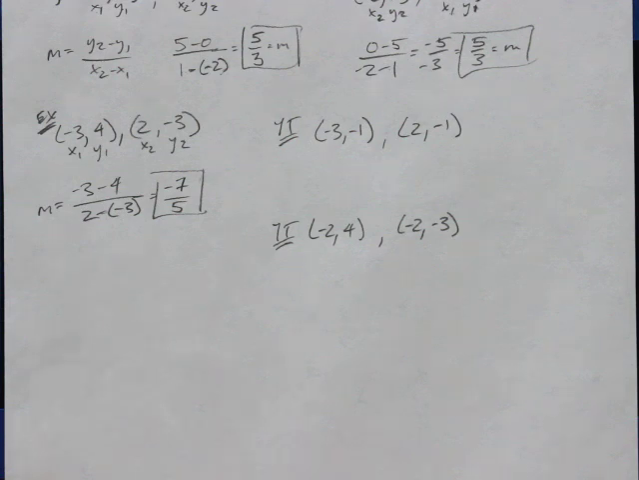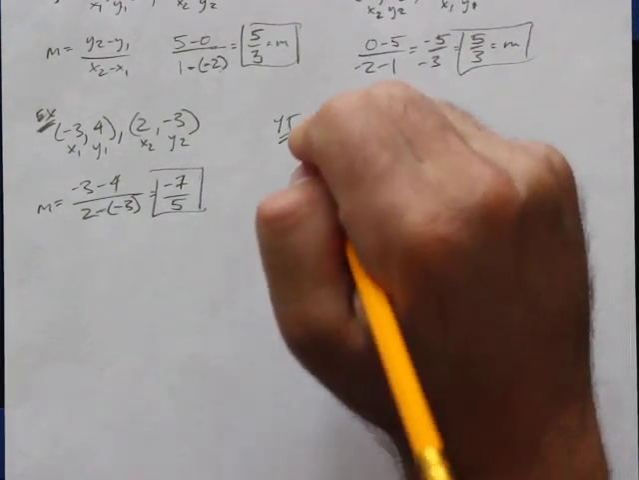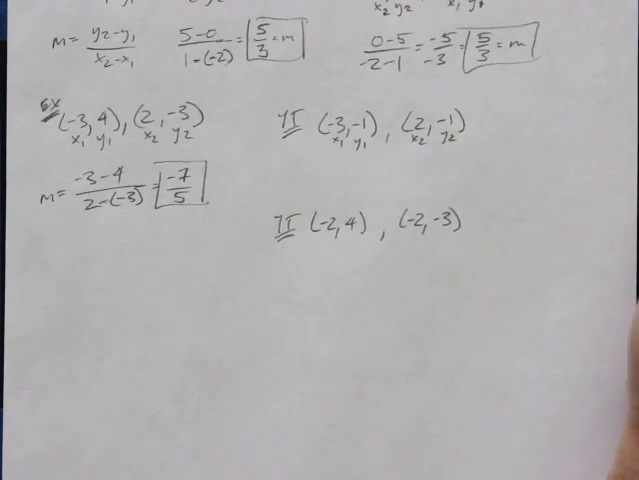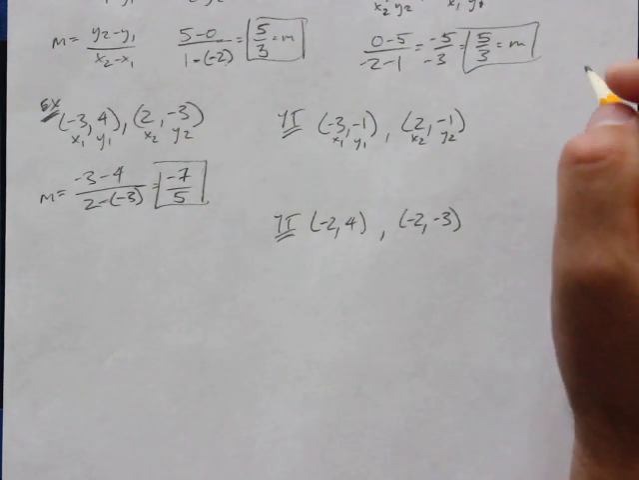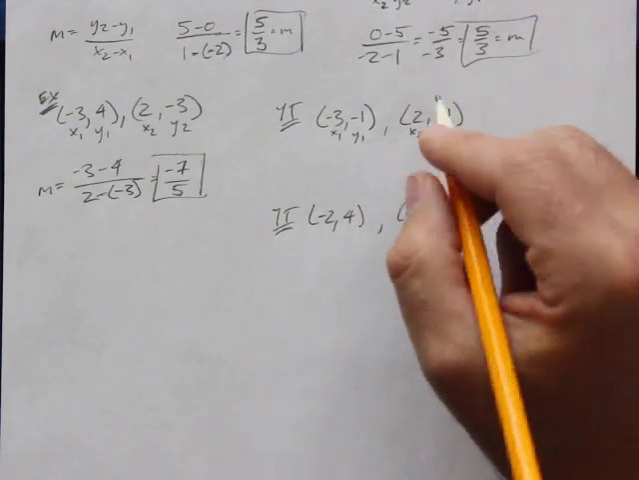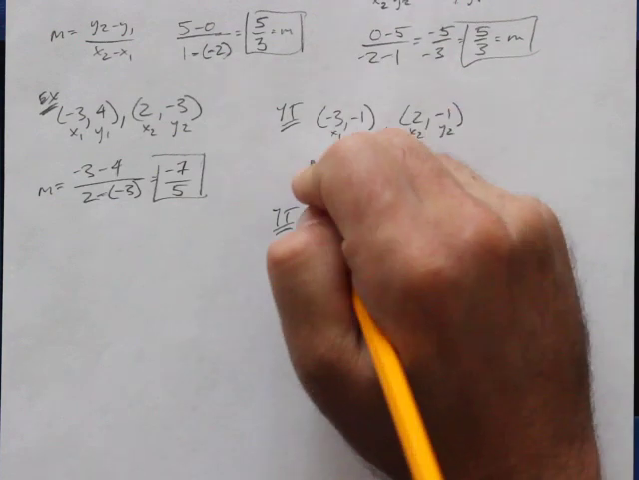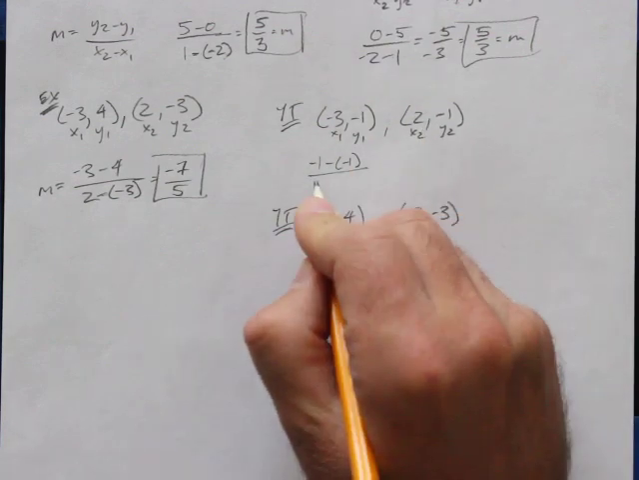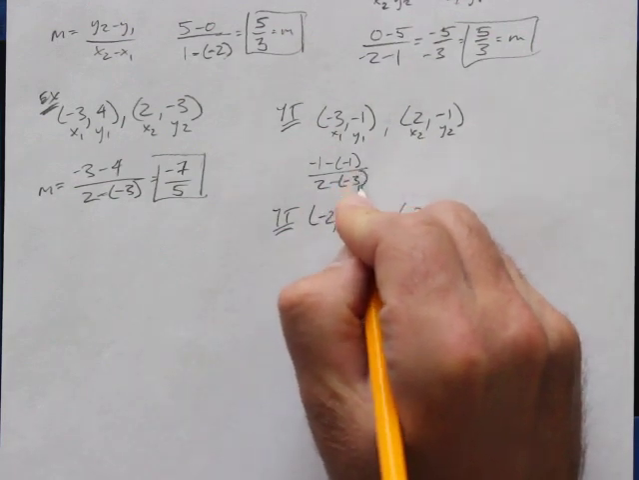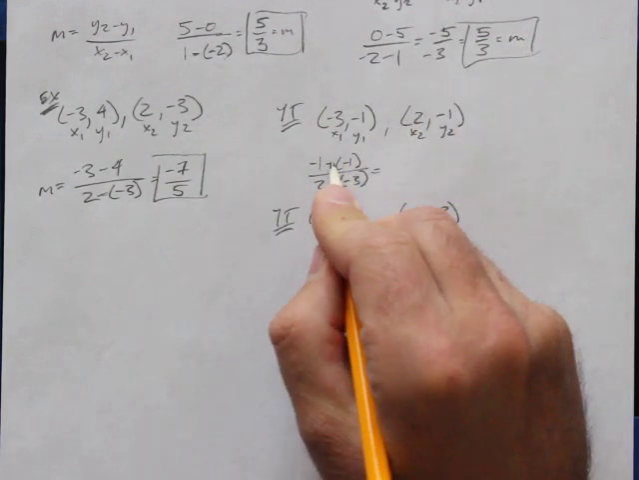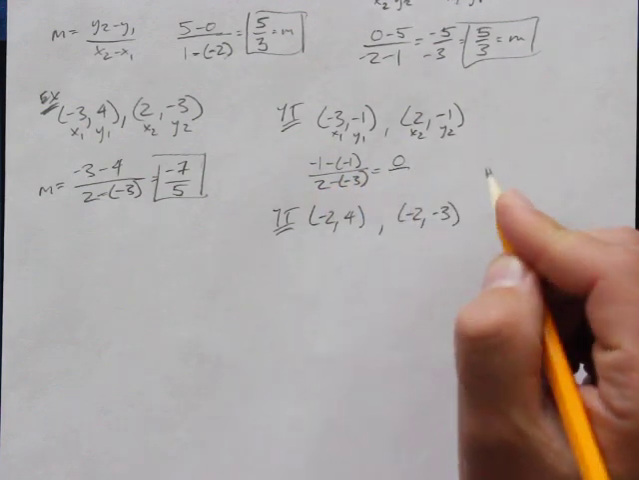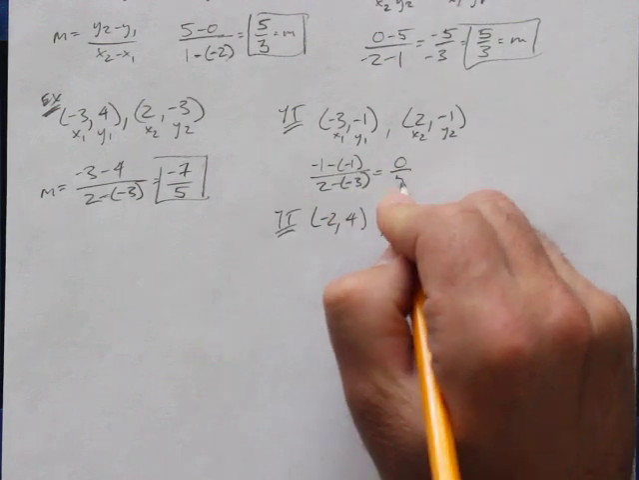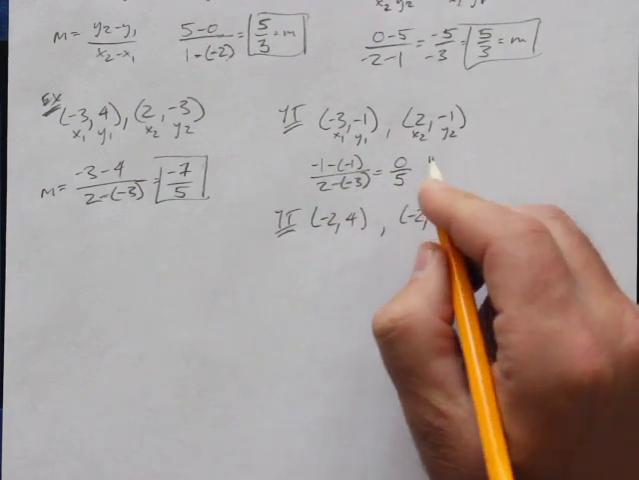Go. All right, welcome back. Going to label first, x1, y1, x2, y2. Always label. Don't take a shortcut here. It's going to help you tremendously. -1 minus -1 over 2 minus -3. All right, -1 plus 1 is 0 over 2 minus -3 is going to give me 5. 0 over 5 is 0.